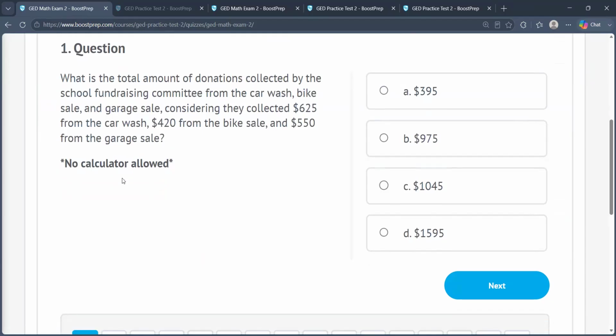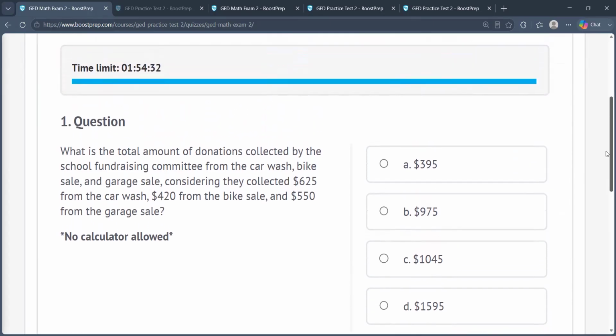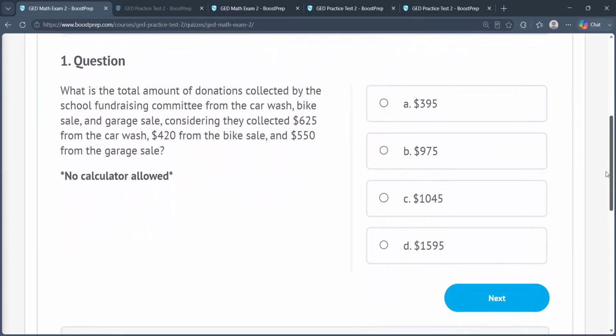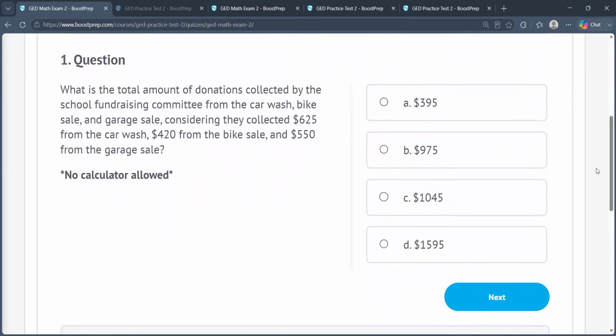Okay, so question 1 says, what is the total amount of donation collected by the school fundraising committee from the car wash, bike sale, and garage sale, considering they collect 625 from the car wash, 420 from the bike sale, and 550 from the garage sale? No calculator allowed. Just know that in this one we are timed, but this is just a practice exam, so don't worry about the timing. I am going to take my time when I do these problems because this is just a practice exam. But in the real exam, you are timed.